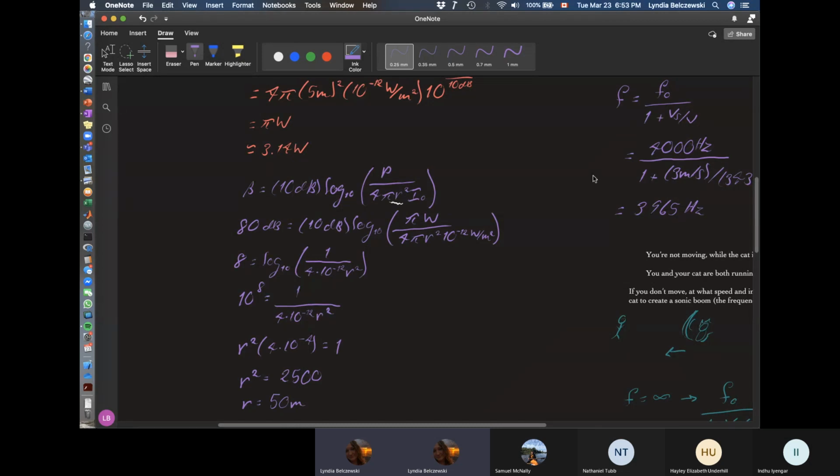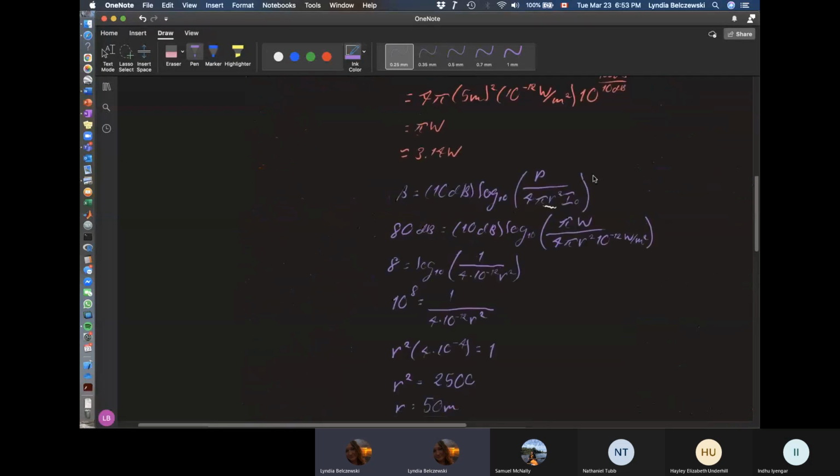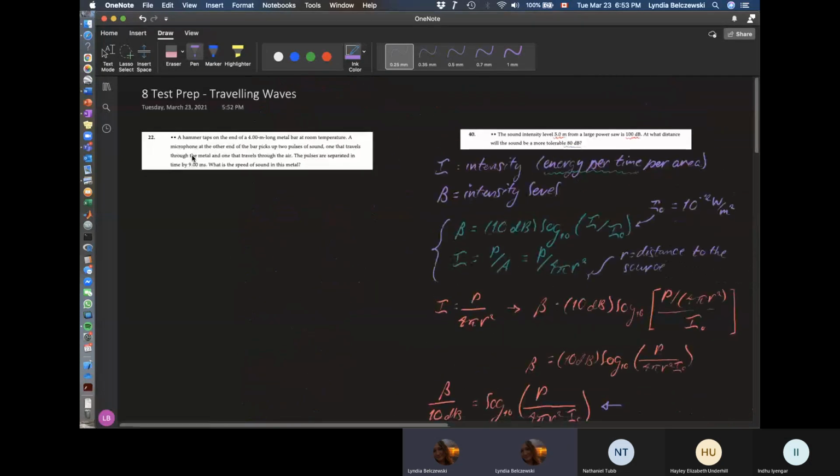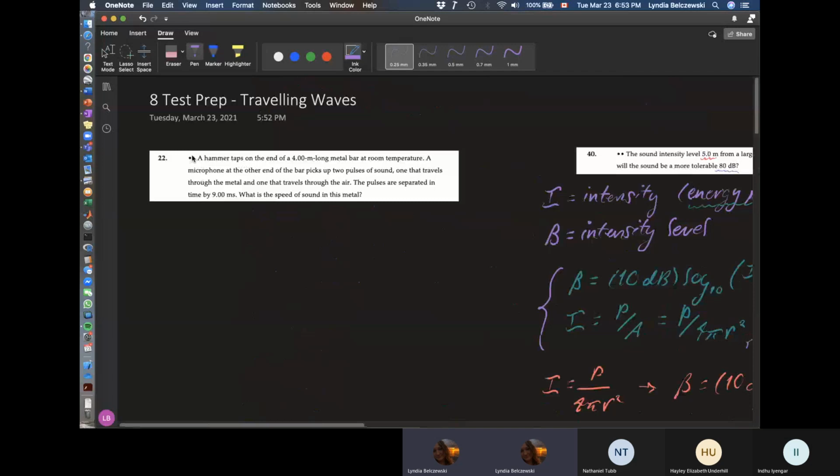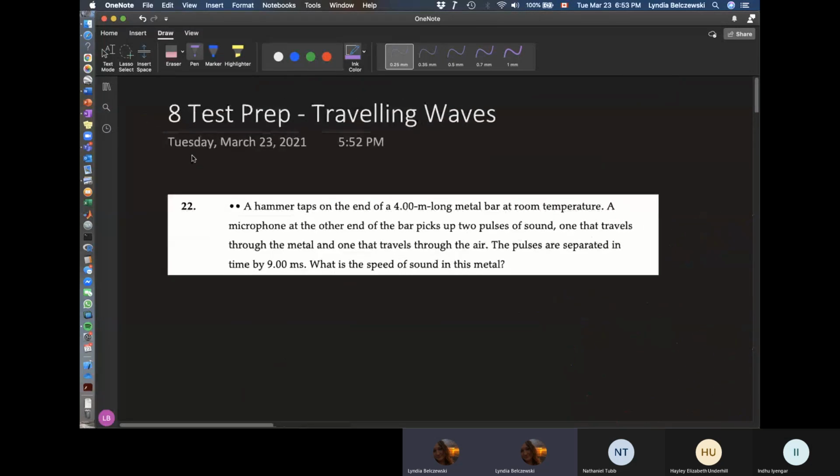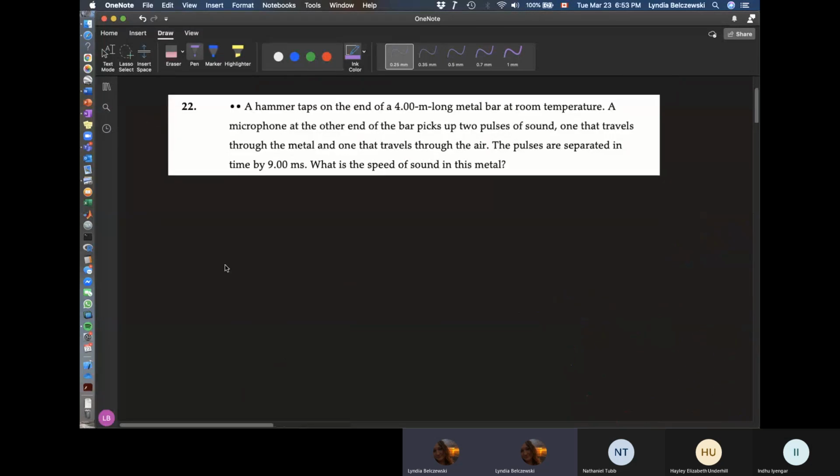It is getting close to 7, but I will do one more question. If you'd like to stick around, I'm going to do question 22, which is a speed of sound type question. So if you think this would be helpful, stick around. If you need to go within the next 2 minutes, don't let me stop you.